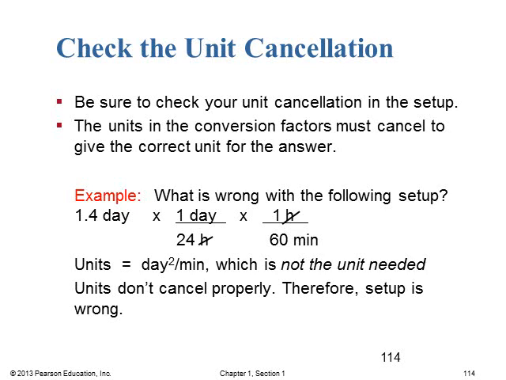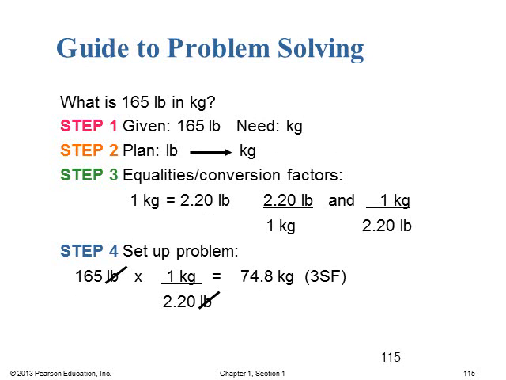So in this example, you can see what is wrong with the following steps. If you look at 1.4 days times 1 day over 24 hours times 1 hour over 60 minutes, we see there that the days are not canceling out, as they would need to be. And so our units in the end would be way off and totally incorrect. Before you even set it up with the numbers, you can just look at the units, make sure that the right things are canceling out and the right ones are staying.